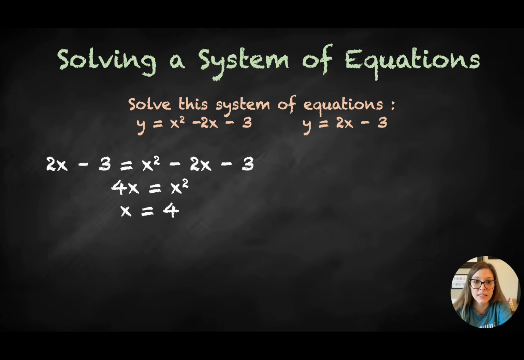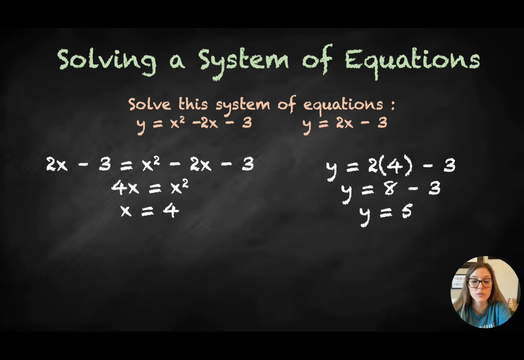Now that I know what x is, I can plug that in, and I choose to plug it into the linear equation just for simplicity. And I end up with y equals 8 minus 3, or y is equal to 5. So 4, 5 would be the solution to this system of equations. This is a case where we have a quadratic equation, but there's only one solution. So this would be a point where there's a tangent line.